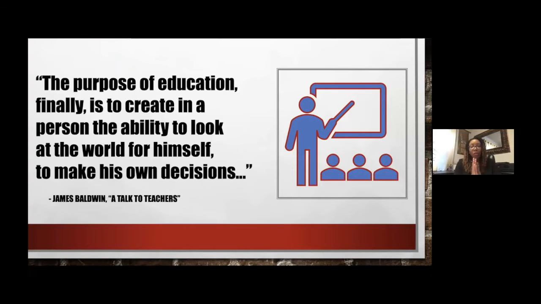James Baldwin says it best: the purpose of education, finally, is to create in a person the ability to look at the world for himself, to make his own decisions. As educators, we give the students the tools and the strategies to use in order to think. The biases will tell them what to think, but teachers teach them how to think. Hence, leave your biases at the door.